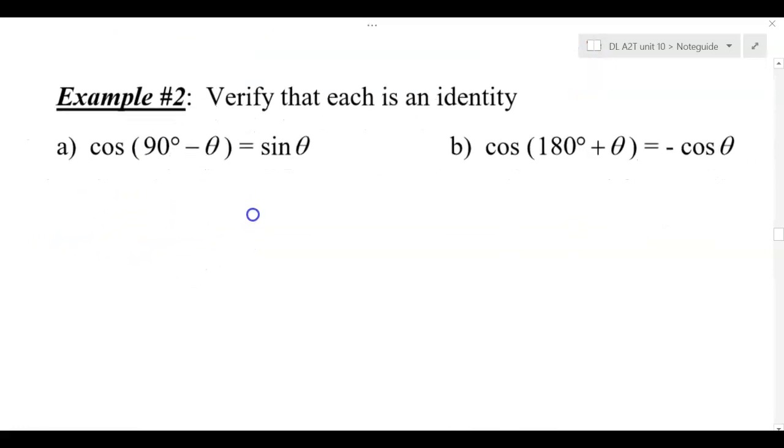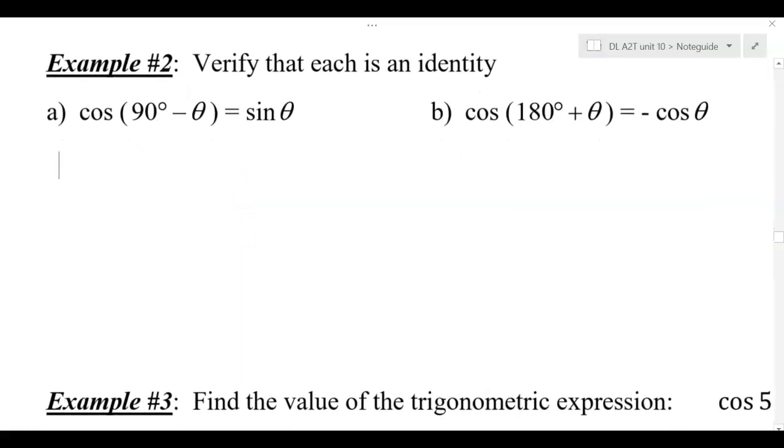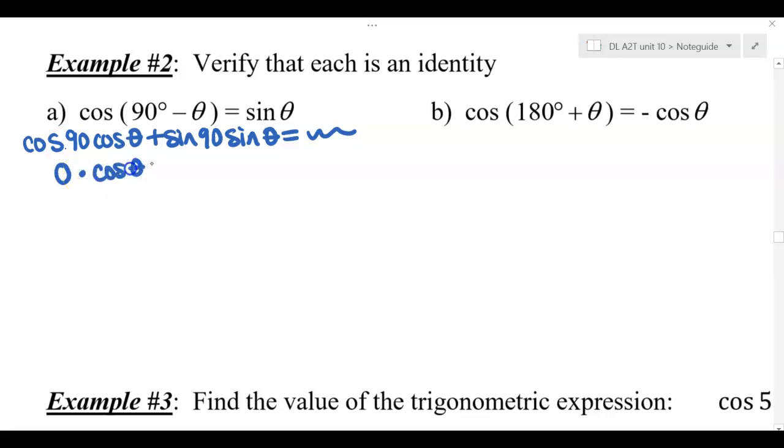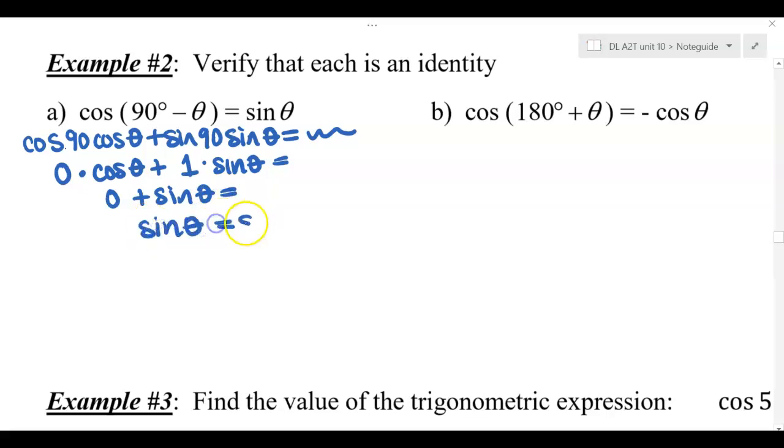So I'm going to start with the cosine of 90 minus theta and use my formula. And it says I would do cosine of the first angle, cosine of the second angle, plus sine of the first angle, sine of the second angle. And I'm just not copying down the right side right now as I do my proof. The cosine at 90 is 0. The sine at 90 is 1. So this is 0 plus sine theta, and that will work out to be sine theta, which is what I was looking for it to equal on the other side.